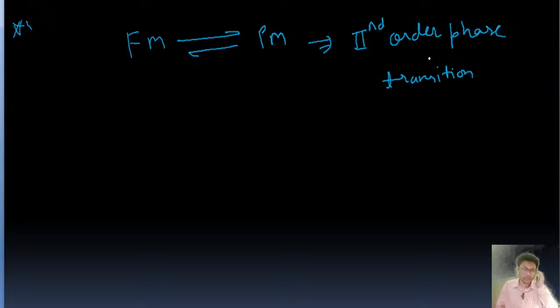Okay, so ferromagnet becomes paramagnet, and paramagnet material becomes ferromagnetic material. This is the second order phase transition, guys.